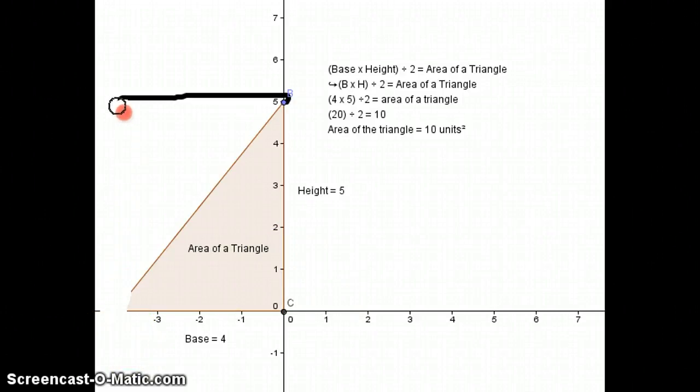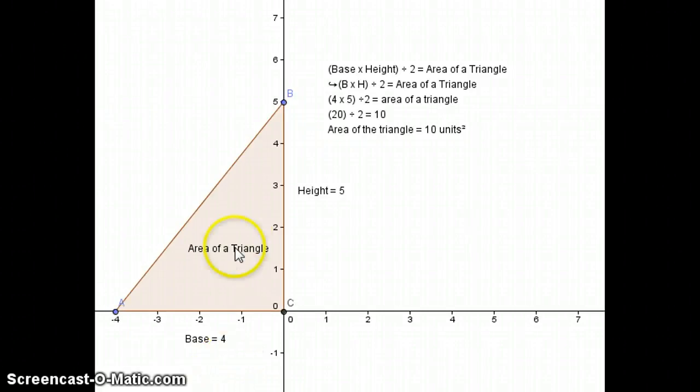Just give me a second. I'm going to erase that line real quick. And we're back to where we started. Okay, so our base of our triangle is going to be 4. Our height of our triangle is going to be 5. Now you'll notice instead of writing base and height, I just simplified and I used B for base and H for height. So now, if my base is 4, I can substitute 4 in for B. If my height is 5, I can substitute 5 in for H.